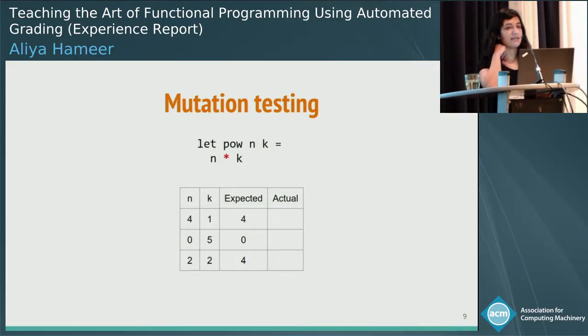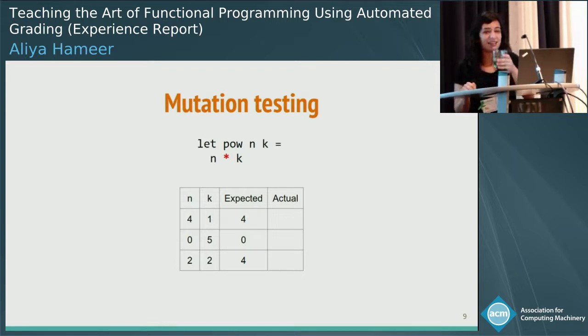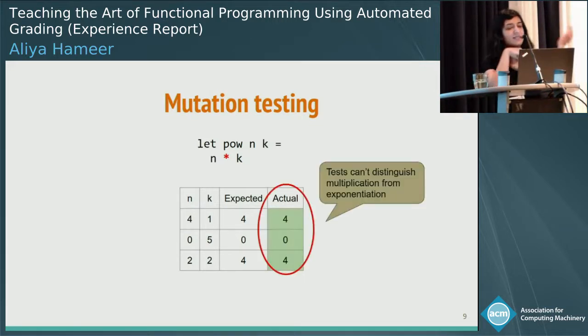But now say I made a mistake when implementing my function. Instead of the exponentiation operator, I instead put in multiplication. So I want you to take a second and think about what would happen if I ran these tests on my buggy function. And of course, the answer is my function would pass all of these tests, because 4 times 1 happens to be 4, 0 times 5 happens to be 0, etc. So my test suite is not good enough to be able to distinguish exponentiation from multiplication.